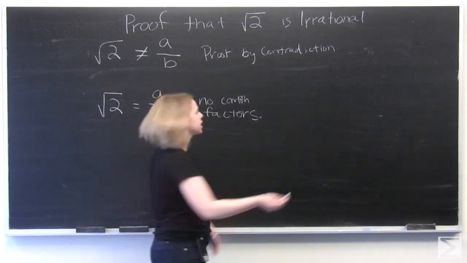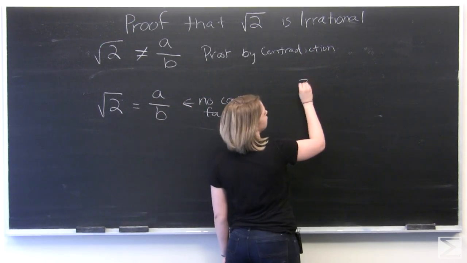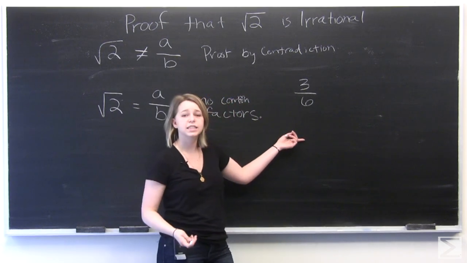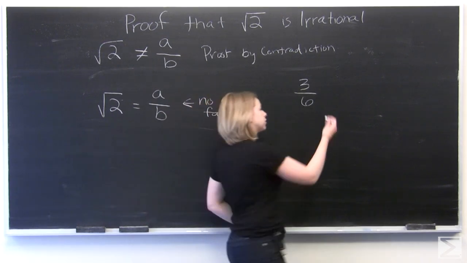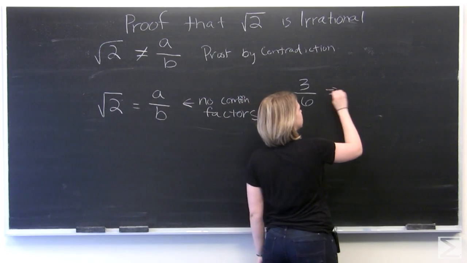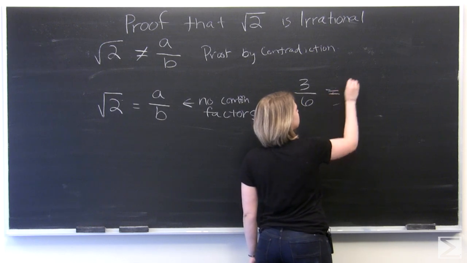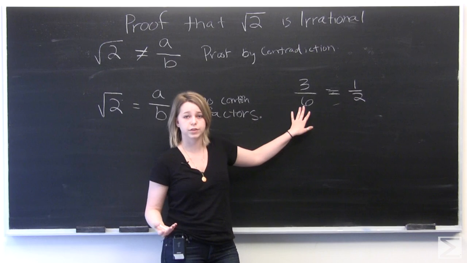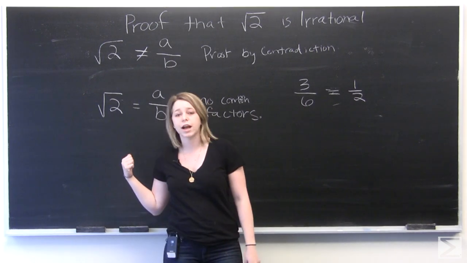This means that, for example, if we've got the fraction 3 over 6, 3 and 6 share a common factor of 3, and it can be reduced. So this equals 1 over 2. We don't want anything like 3 over 6 in our fraction a over b.